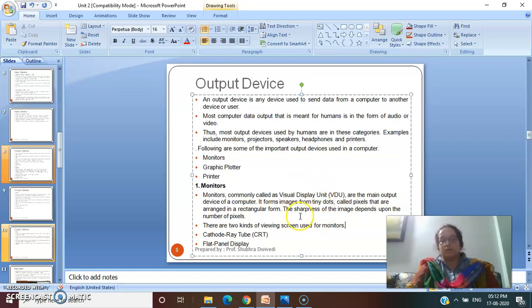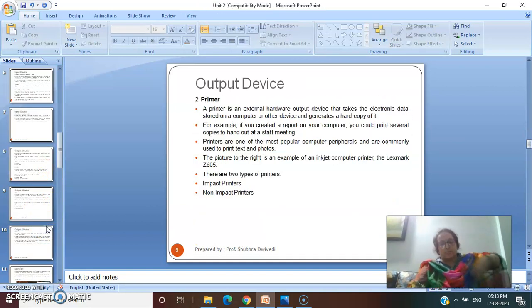Now there are basically two types of viewing screen. The monitors are basically of two types. What are those two types? First is the cathode ray tube and second is the flat panel display. Before telling you about the cathode ray tube and flat panel display theoretically, let me show you the diagram of both of these first.